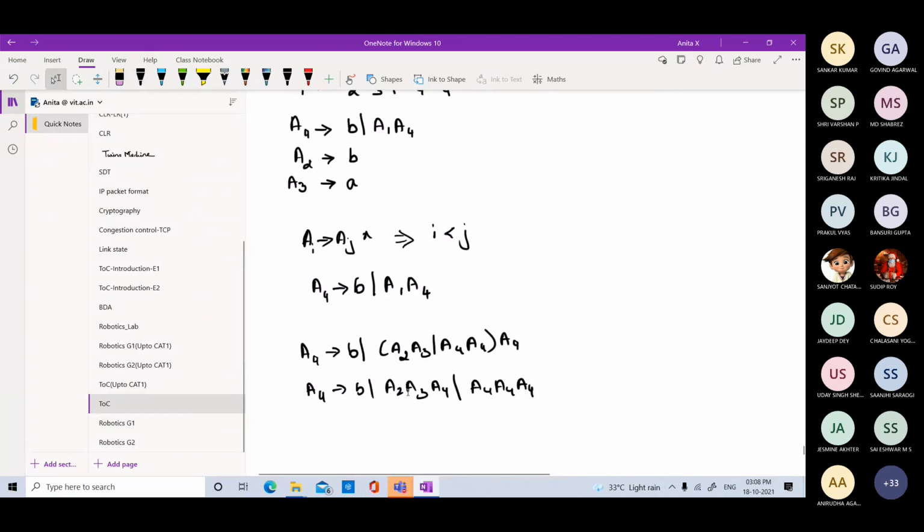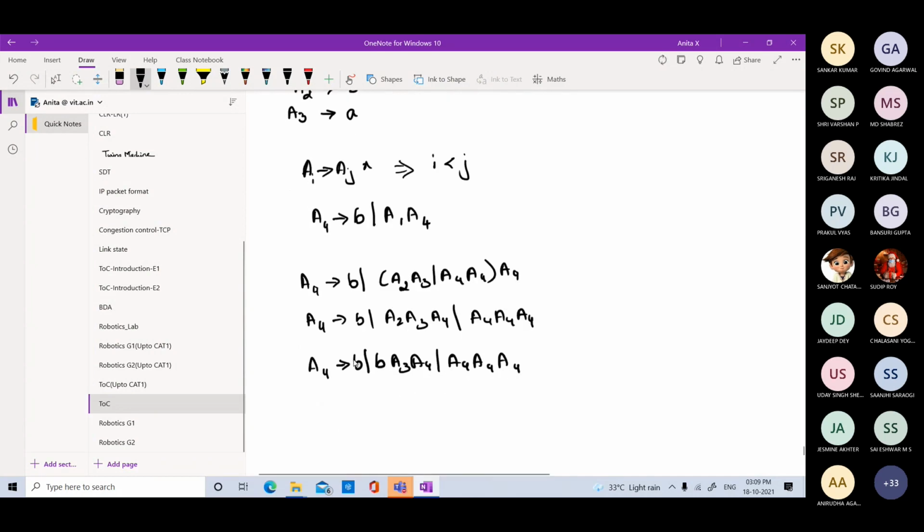Please make a note over here. Here A2 A3 A4. So here it is again not satisfied. So what should I do? I have to replace the production of A2 here. So it is going to be A4 derives B or B A3 A4 A4 A4 A4. This is the current status of the production.